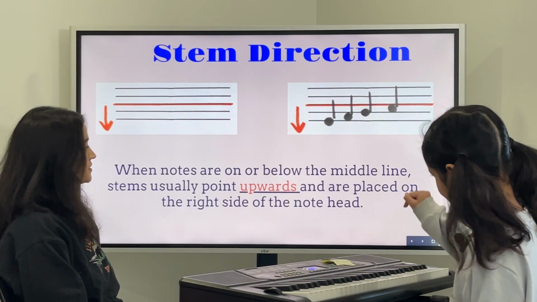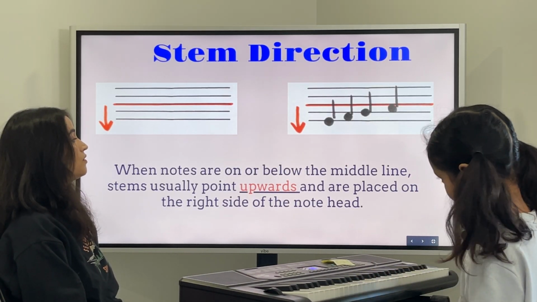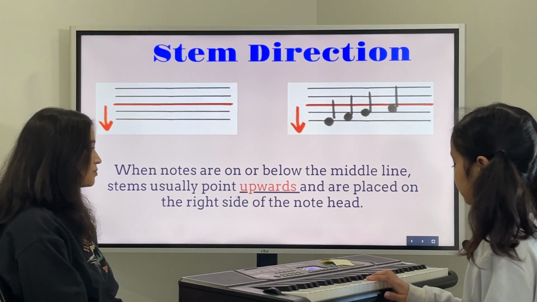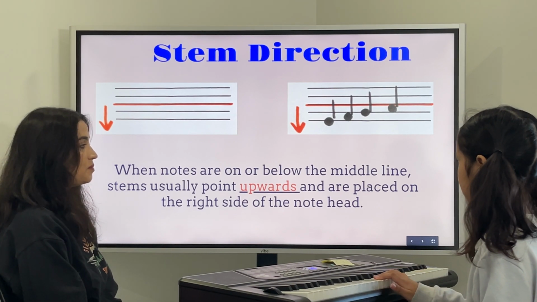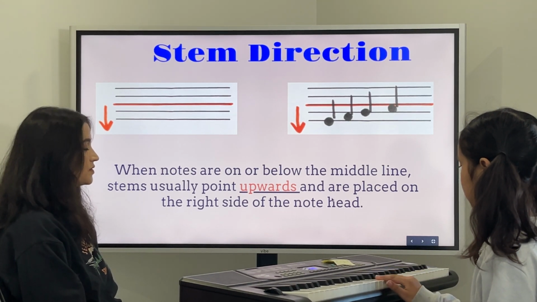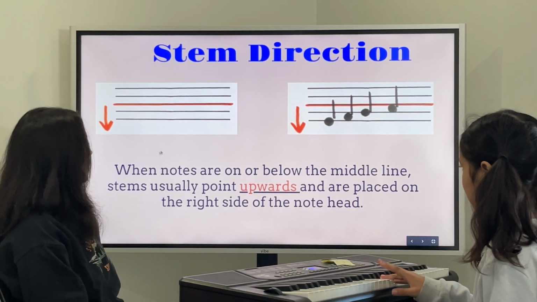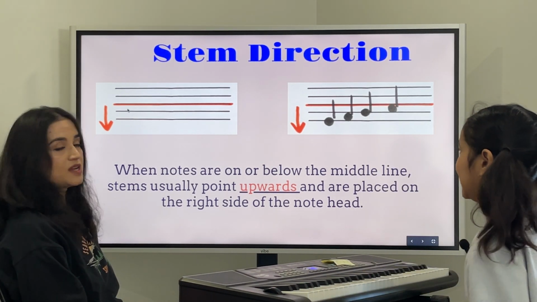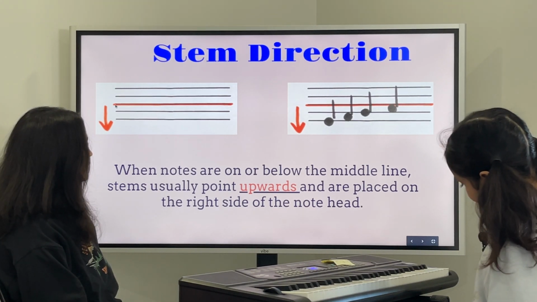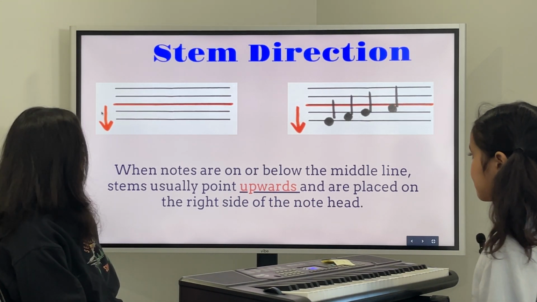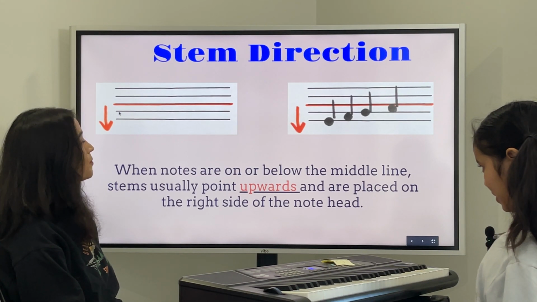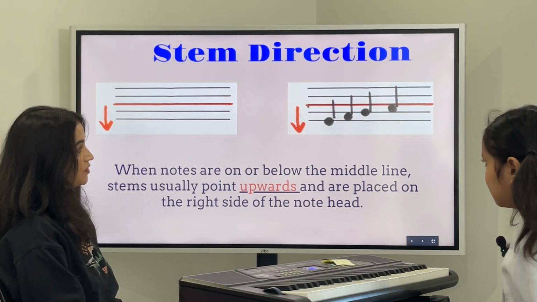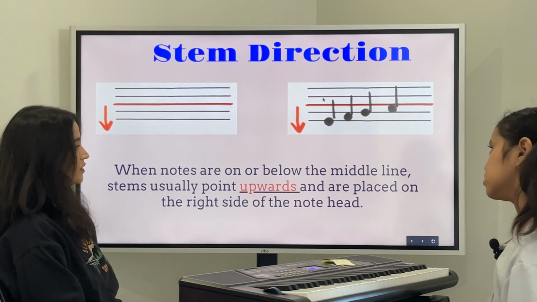So stem directions: when notes are on or below the middle line, stems usually point upwards and are placed on the right side of the note head. Okay, so where is the middle line? As we know, there is the middle line here. And then what it says, stems usually point upward. So here you go, it's upward, right?